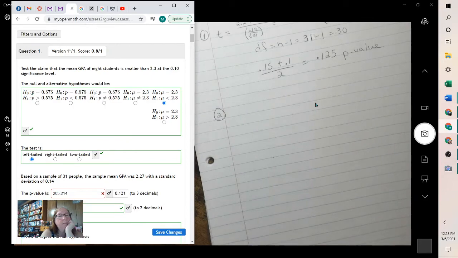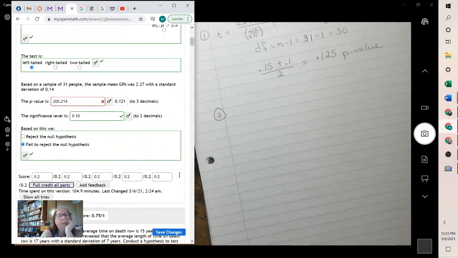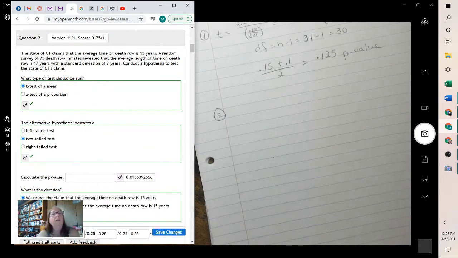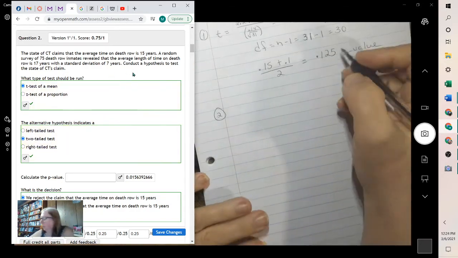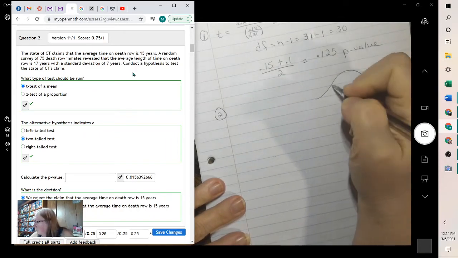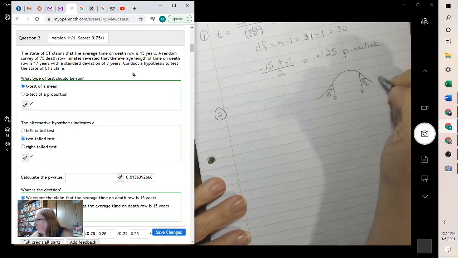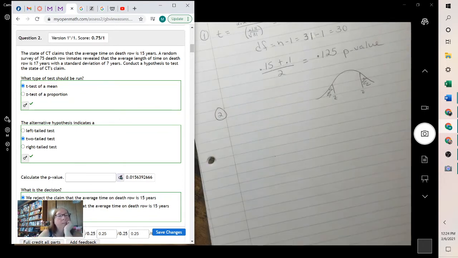Number 2, that's why I gave you full credit for it. This one, we're testing a t-value, but this one's testing two-tailed. It's not equal to. So when we have our curve, we're looking for this and this. And we want to find the p-value. We're testing not equal to 15 years, a random sample of 75, mean 17, standard deviation 7.